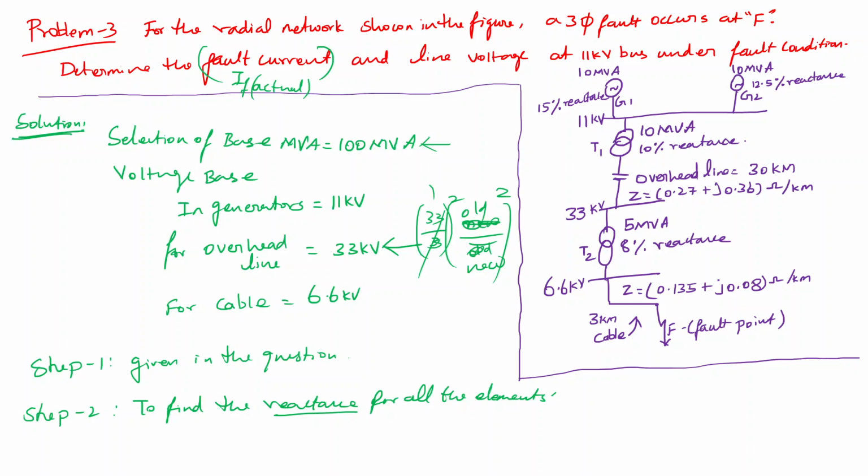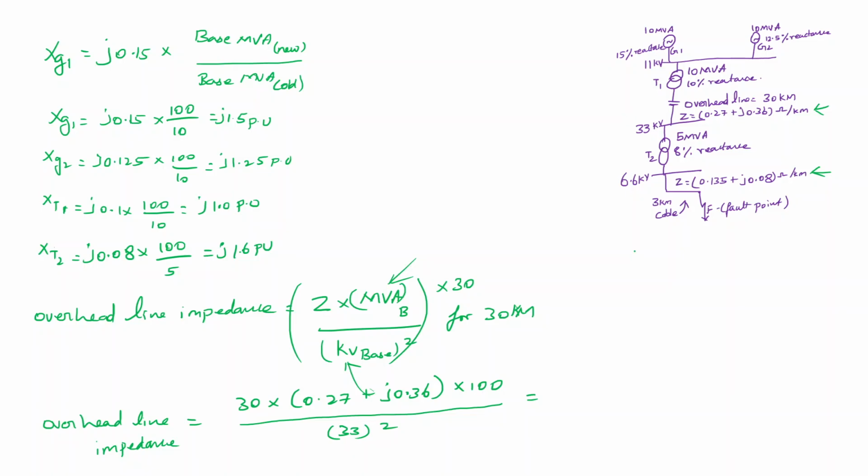Sir, is it 0.74 plus j 0.99? Very good, this is the correct answer: 0.74 plus j 0.99. So how many of you got this value? Okay, fine, very good. We'll go for the next.